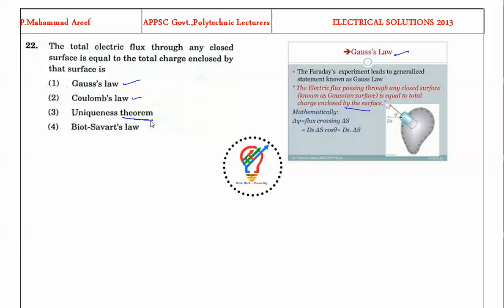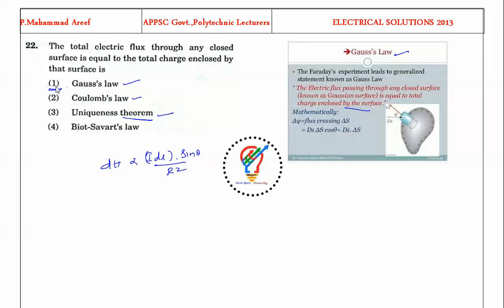What does the uniqueness theorem say? It says that for a large class of boundary conditions the equation may have many solutions, but the gradient of every solution is the same. Okay, so that's the uniqueness theorem here. And similarly Biot-Savart's law says the magnetic field intensity dH is proportional to the current carrying element IDL into sine theta divided by R square. So none of these theorems matches the question, so it is only Gauss law.